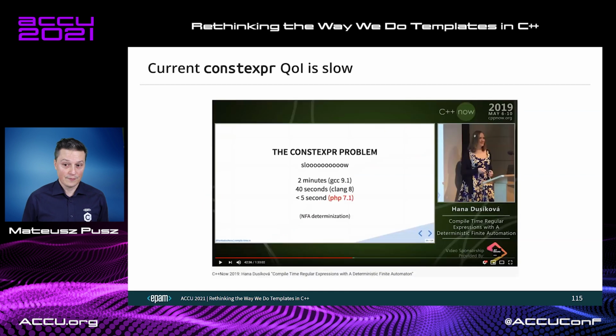And this is known. Hana talked about this already in 2019 at C++Now. She named this the concepts problem. It is really slow. For her use case, some algorithms take 2 minutes on GCC, 40 seconds on Clang, but only 5 seconds on PHP. We can do better for concepts, for sure. If PHP is that much faster than any other C++ compiler, we can improve concepts, but please note that concepts are not for free.